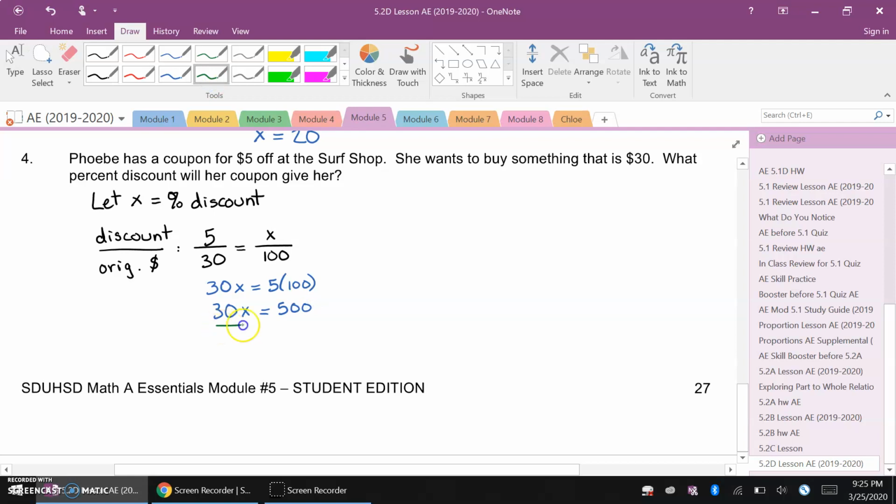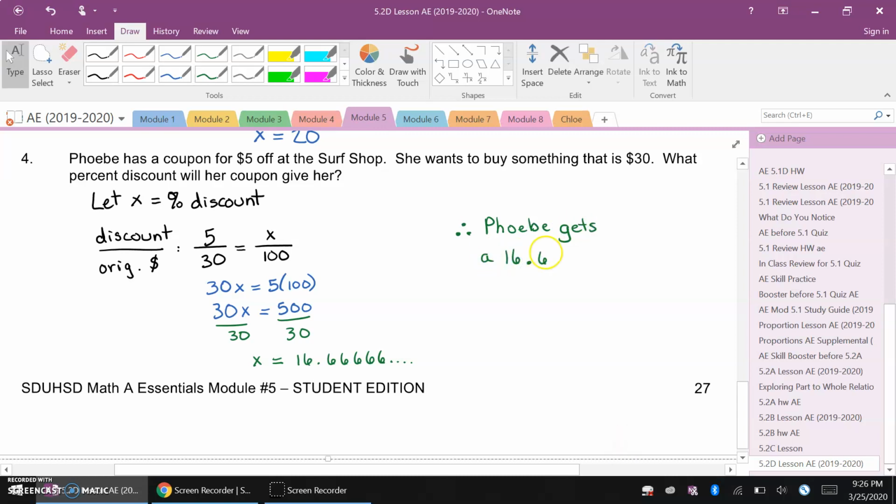Once you divide 500 by 30 in your calculator, you're going to see a really strange decimal. That's going to say 16.66666, and it's going to go all the way on. And in your calculator, since it doesn't know how to show rounding, it's going to go ahead and round that up. But really what we're looking at is a 16.6 repeating percent discount. So Phoebe gets a 16.6 percent discount. And remember, the symbol for repeating is to have a line over it.